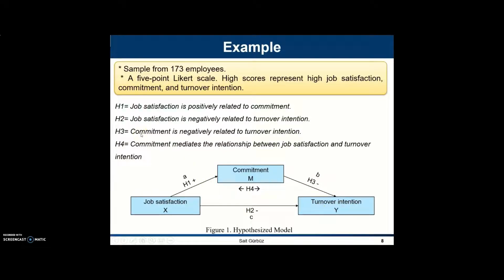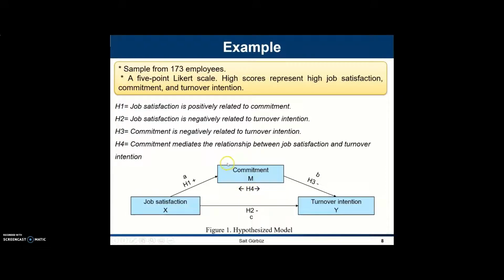I hypothesize that there are 4 hypotheses in my model. H1 is the hypothesis between job satisfaction and commitment, and H2 is that job satisfaction is negatively related to turnover intention, which is path C. H3 is that commitment is negatively related to turnover intention, indicated by path B. And the last hypothesis is the mediation hypothesis, H4: commitment mediates the relationship between job satisfaction and turnover intention. We can visualize this H4 just like that.